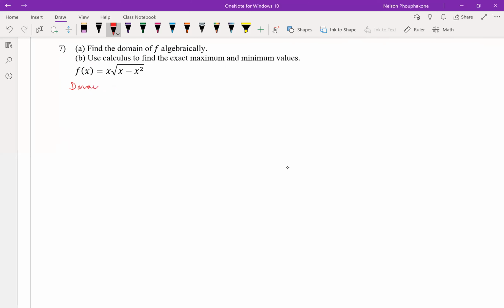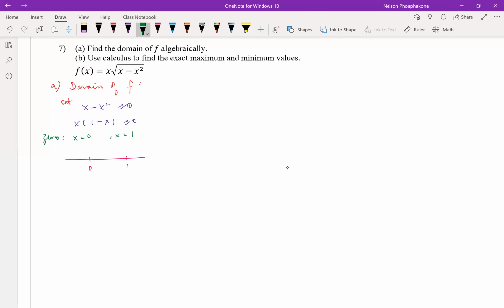So we would like to set x minus x squared greater than or equal to 0. So we have x equal to 0 and x equal to 1. We need to find the zeros, right? And the easy way to do this is to work with a sign chart, and we put 0 and 1 here.